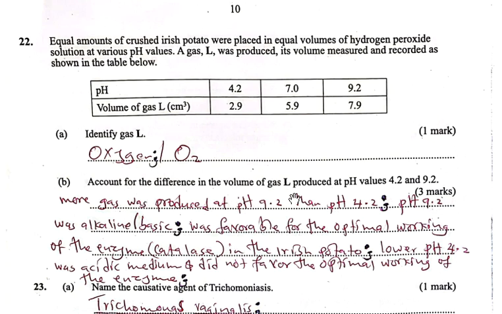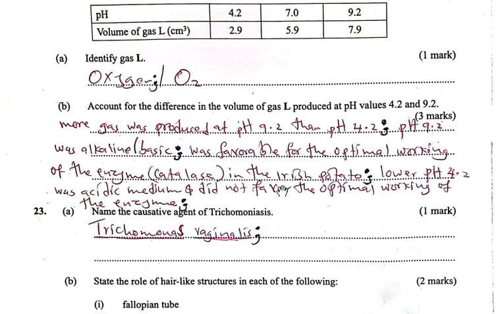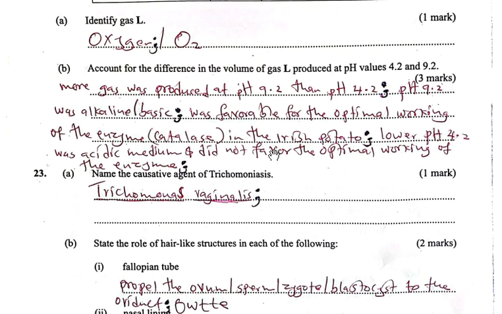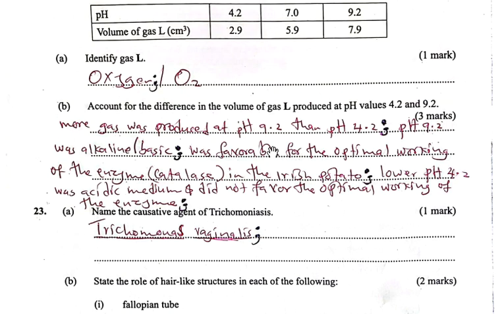Account for the difference in volume of gas L produced at pH values of 4.2 and 9.2. Remember, 9.2 is alkaline, 4.2 is acidic, and at 4.2 we have 2.9, at 9.2 we have 7.9. And I said when accounting, you must state the observation first before explaining the observation.